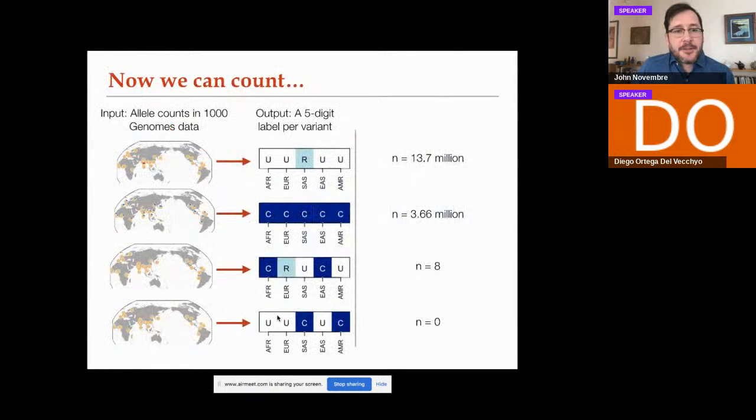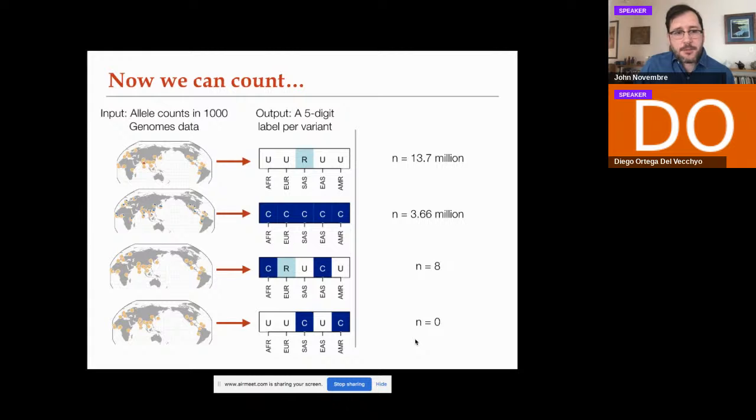Okay, we can count, as I said, so we're back to the answer with these four patterns: 13.7 million that have this rare variant pattern, 3.6 million that have this pattern. This particular pattern here, common in Africa, rare in Europe, common in Asia, there's only 8 of them in the whole genome. This is probably some kind of multiple mutation event. This pattern, common in South Asia and in the Americas, absent everywhere else, none of them.